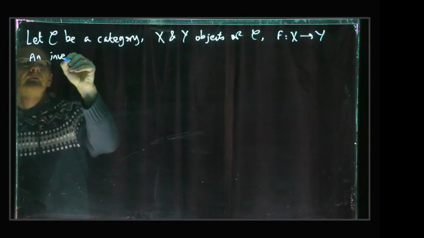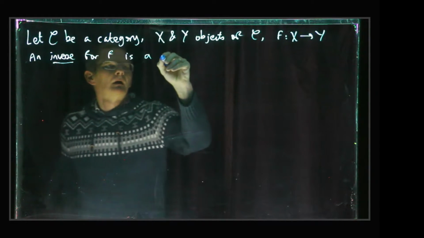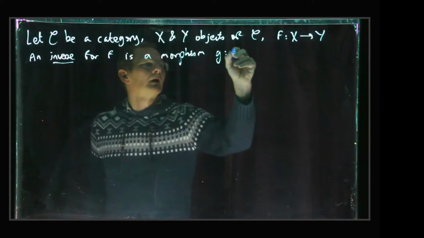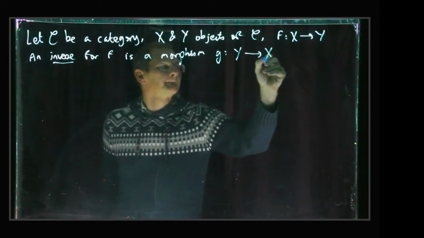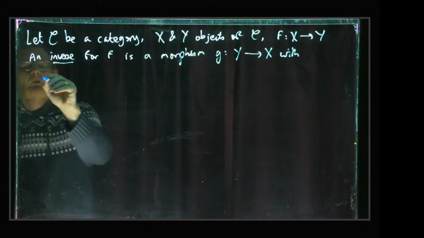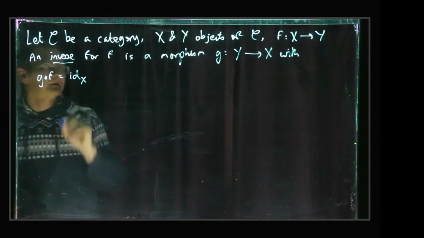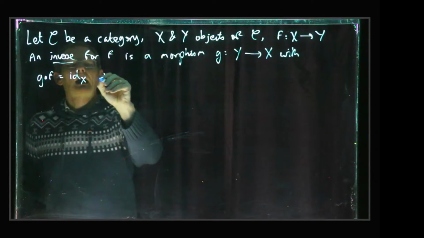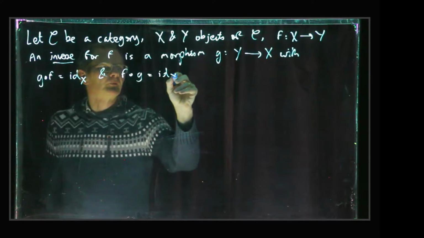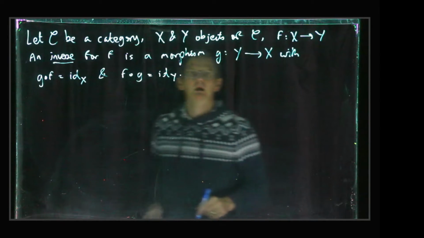So an inverse for F is a morphism in the opposite direction, a G from Y back to X, with the property that G composed with F is going to be the identity morphism of X, and also F composed with G is the identity morphism of Y. Okay, so it has to be inverse both ways around.